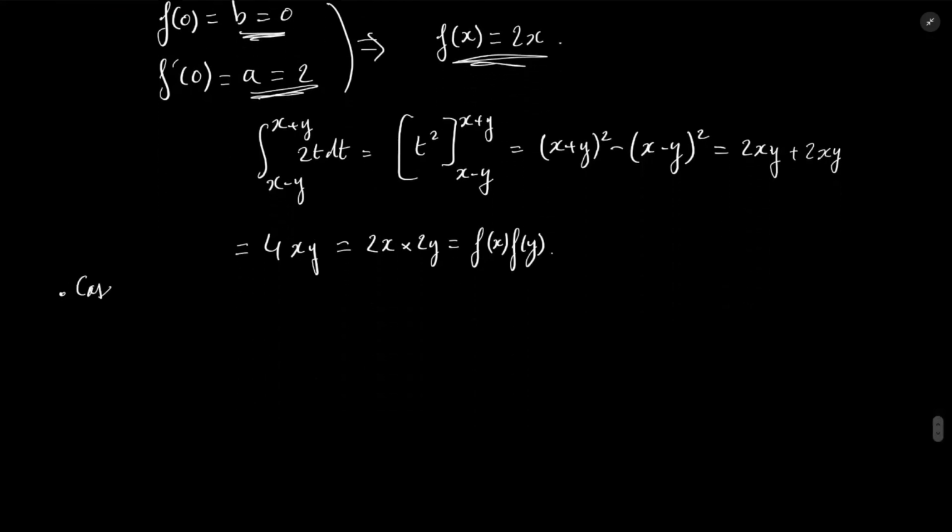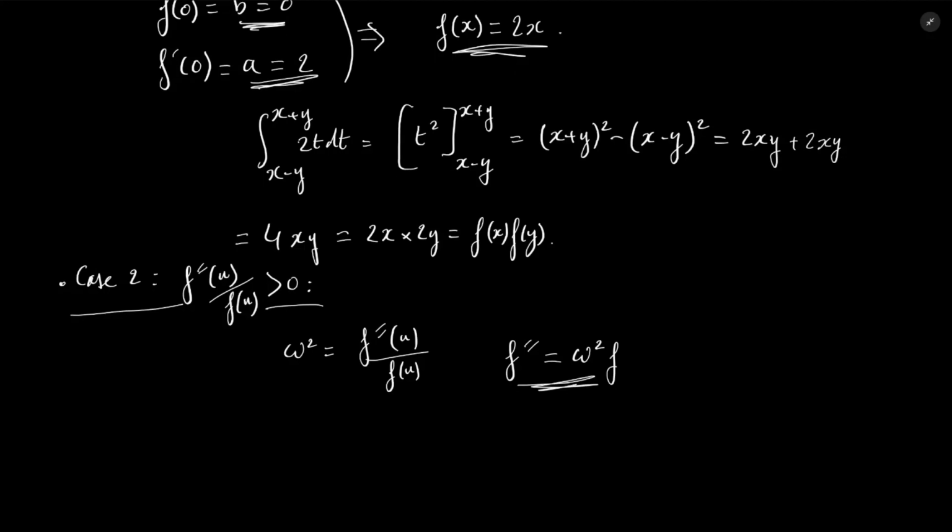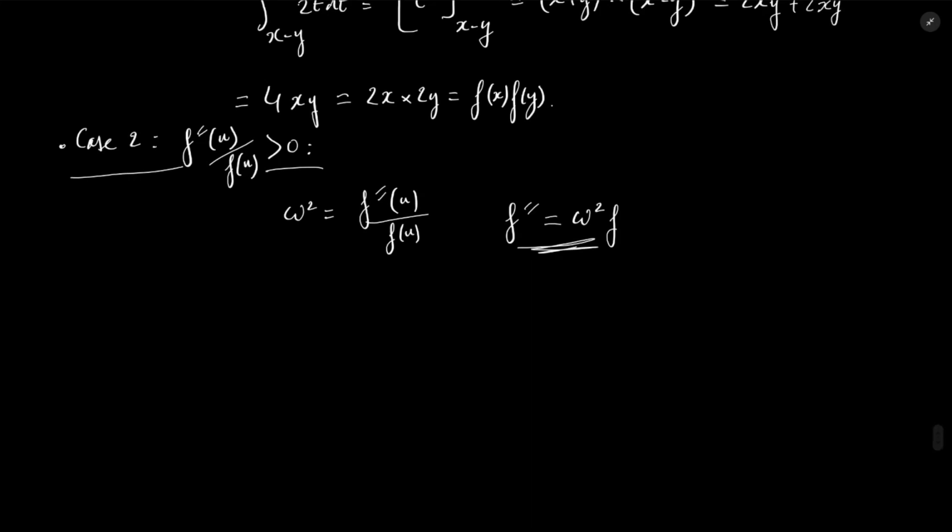So now let's go to a more interesting case, which is the case where f second of u divided by f of u is strictly positive. So we are going to call this number omega squared. So we write that omega squared is equal to the second order derivative of f in u divided by f(u). And we can write that the second order derivative of f is equal to omega squared times f. We perfectly know how to solve this kind of equation, and the solutions of this type of equation are all the f of x that are equal to big A multiplied by the cosine hyperbolic of omega x plus big B multiplied by the sine hyperbolic of omega x.